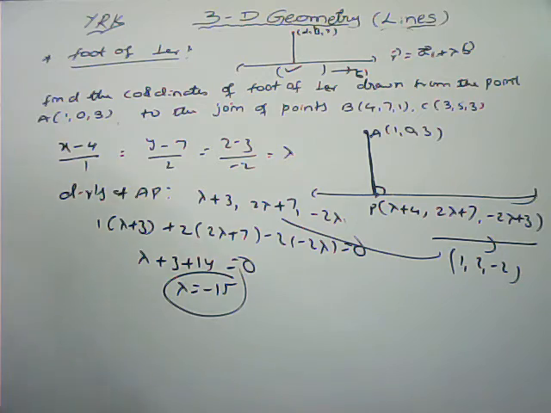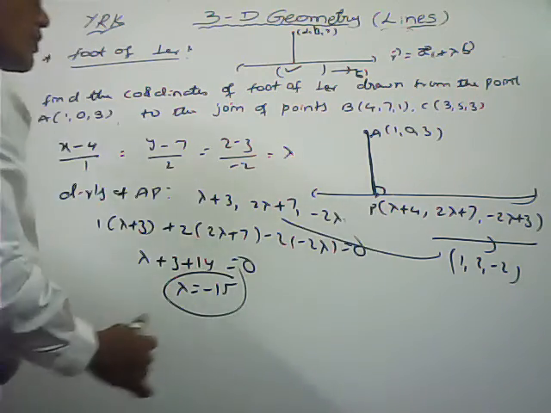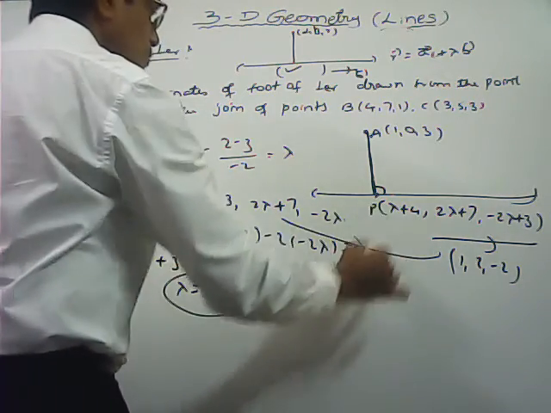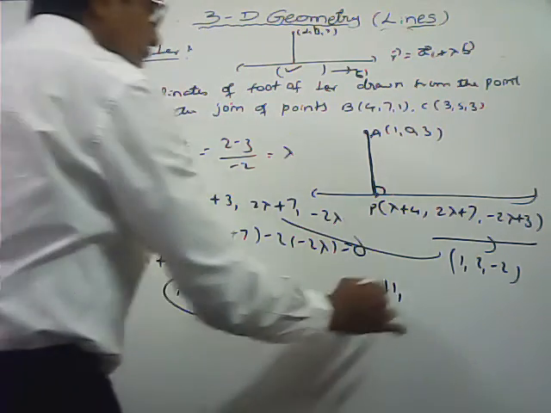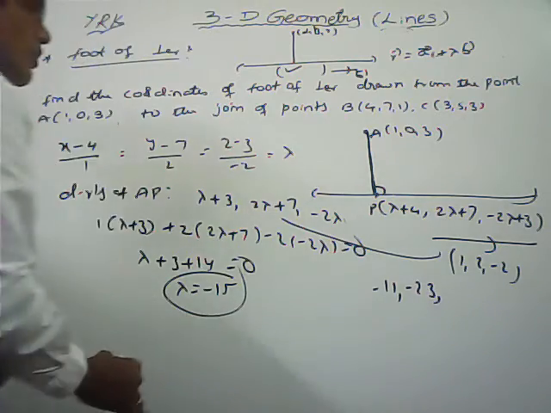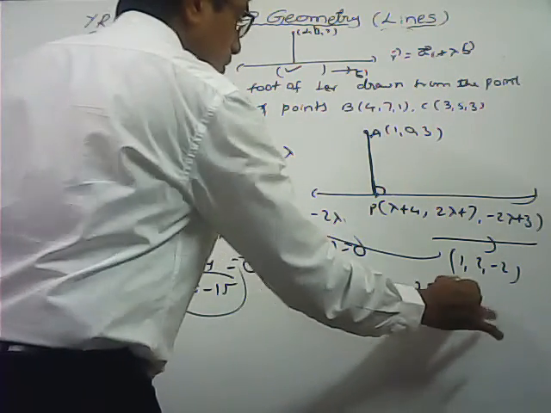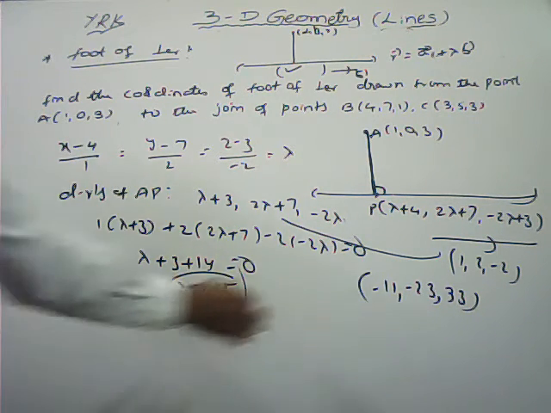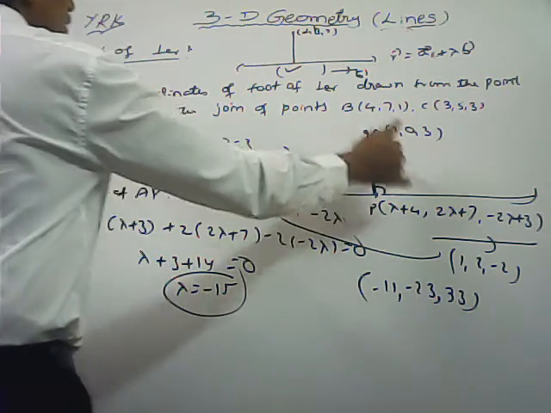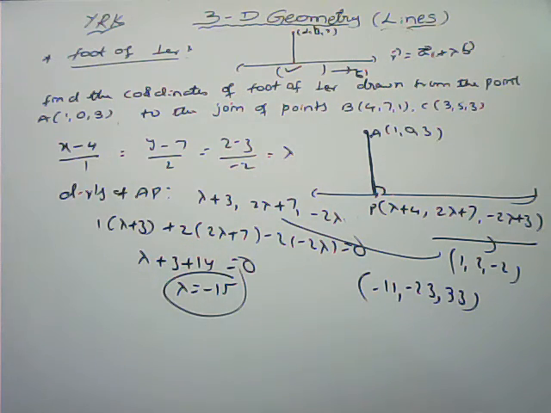That lambda value minus 15 you can substitute here. Minus 15 plus 4 that is minus 11, minus 30 plus 7 minus 23 I think, minus 30 plus 3 minus 27. We got the lambda value, you can substitute. Once you check that, if any correction is there you can do that correction also, the calculation part. So here I got minus 11, minus 23, 33, that is the foot of the perpendicular. These are the coordinates of the foot of the perpendicular drawn from 1, 0, 3 on the given line.